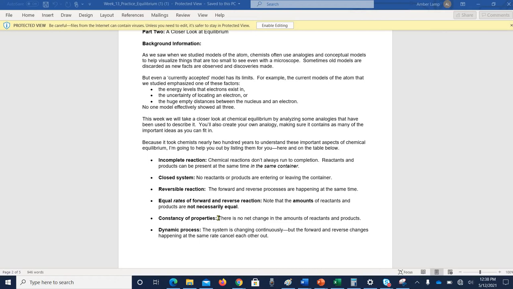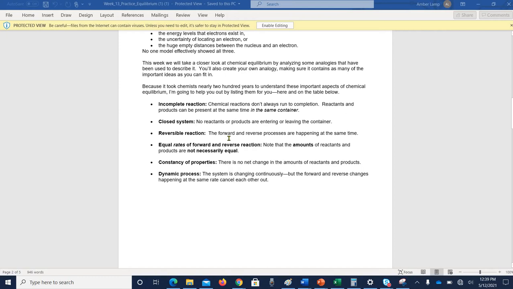We talked about a reversible reaction, meaning a reaction can move forward to products or reverse back to reactants, and that's noted by that double arrow where you have an arrow head to the right and an arrow head to the left. Equal rates of forward and reverse reaction, this is equilibrium. So remember, it has to do with rates or the speed at which this is happening, not the amounts, the speed.